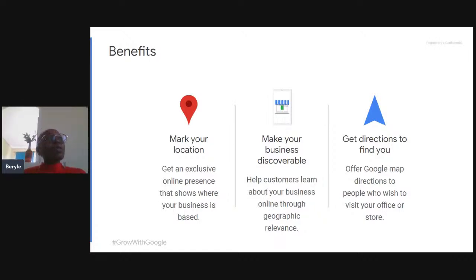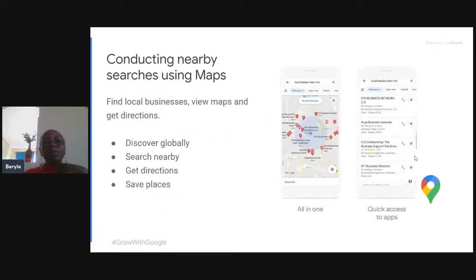All right. Then I go to Google Maps. I see they're located in Nairobi. Fine. So Nairobi, where? Nairobi town, CBD. With Google Maps, I'm able to navigate my way around and access her shop instantly. All right. So those are some of the benefits that you get by having your business on Google Maps. All right. So conducting nearby searches using maps.